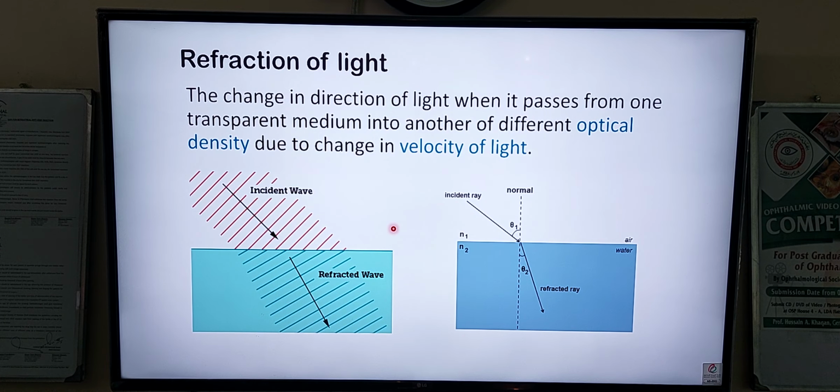In this figure, we consider light in the form of a ray. This is the incident ray, this is the refracted ray, and this is the normal. So this incident ray is making an angle with the normal, where the normal is the line perpendicular to the medium, and this is the angle which the refracted ray is making with the normal.